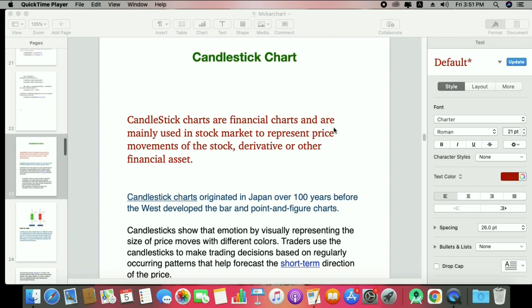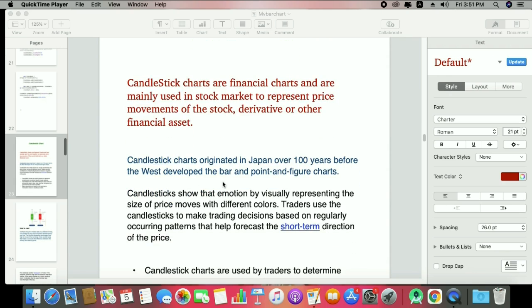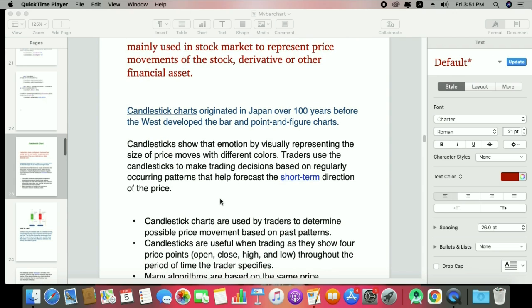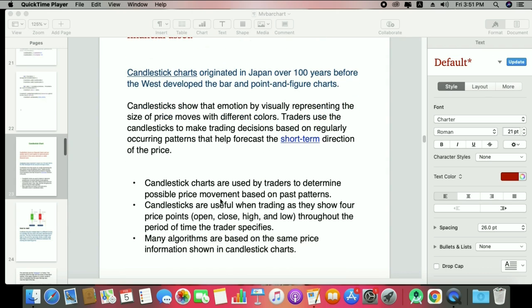Candlestick charts are financial charts mainly used in the stock market to represent price movements of stocks, derivatives or other financial assets. They started, or originated, in Japan over 100 years ago, just for the knowledge. A candlestick shows emotions by visually representing the size of price moves with different colors. Mostly in trading we use green or red candlesticks.